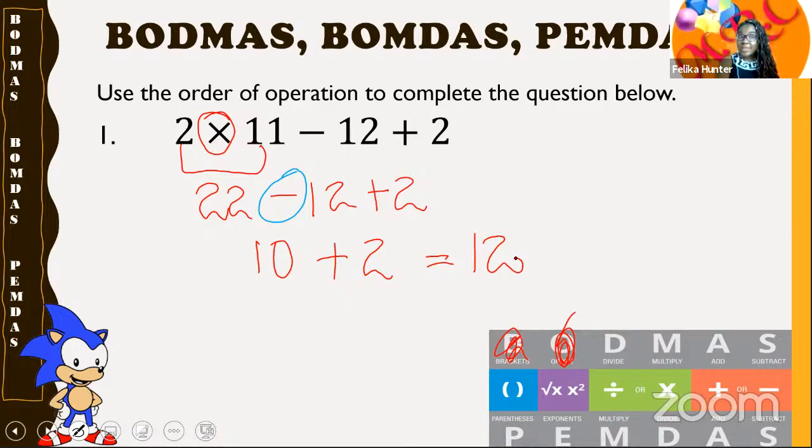So we did 2 times 11, 22. We have minus 12 plus 2. We take 12 from 22, we have 10. We add 2 to it, we have 12. And that's it. Easy, right? I know you would say it is easy.